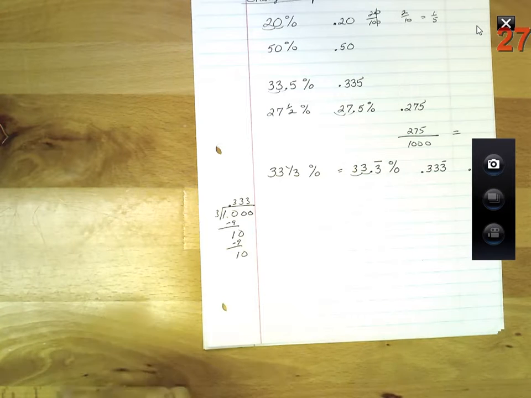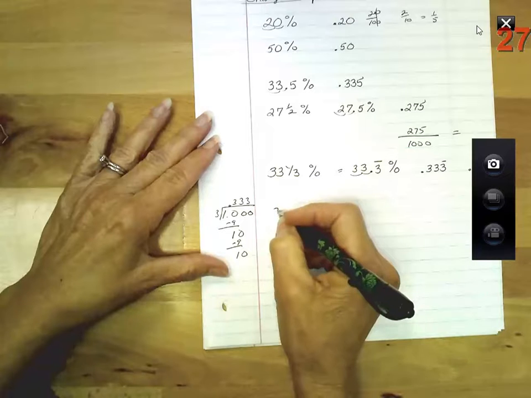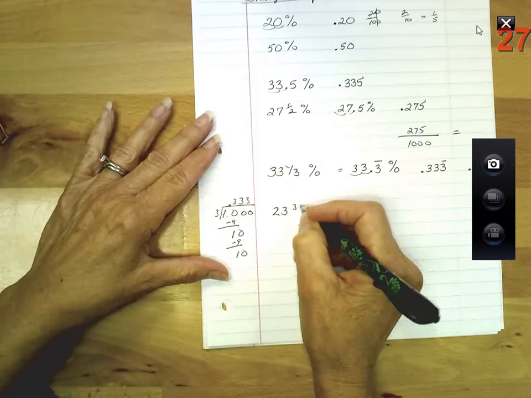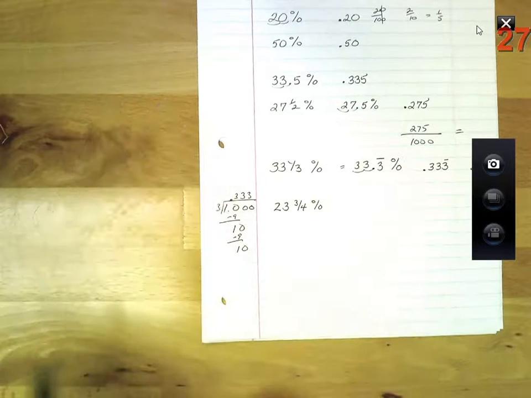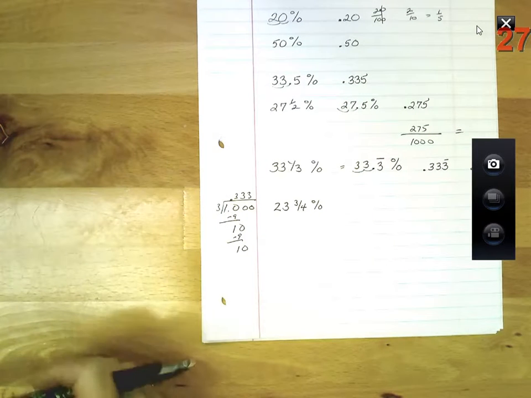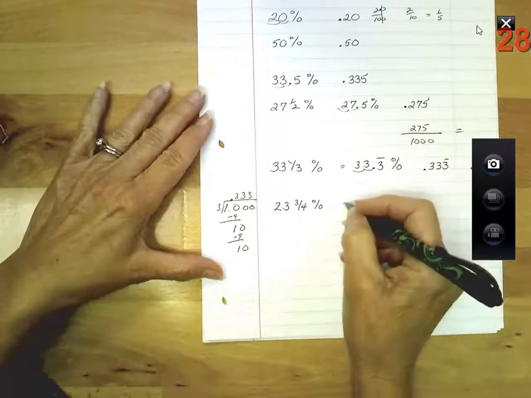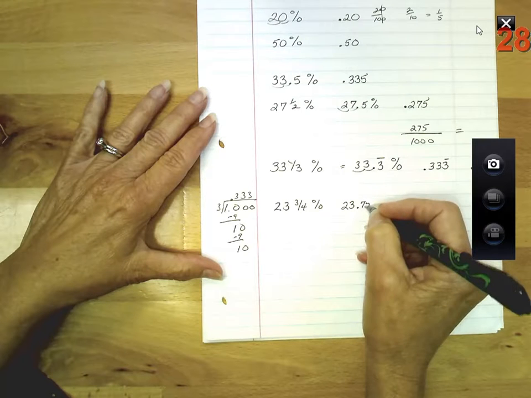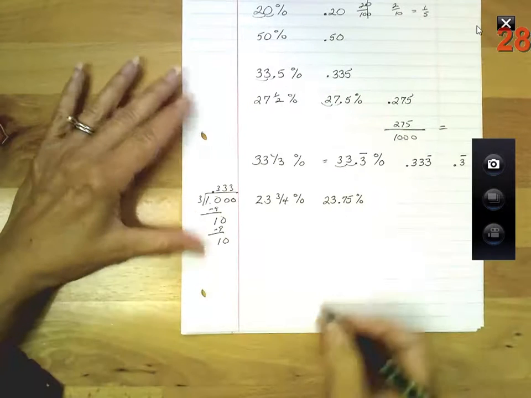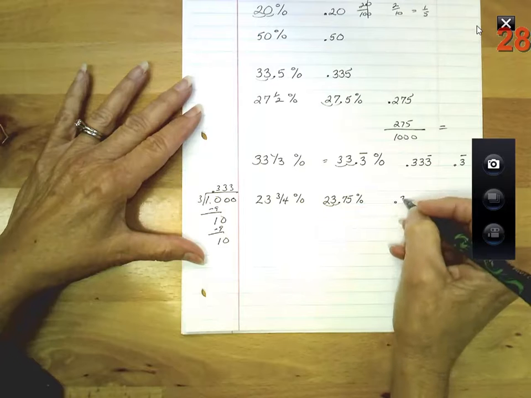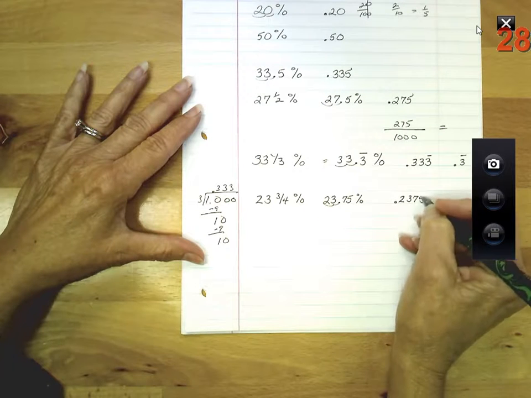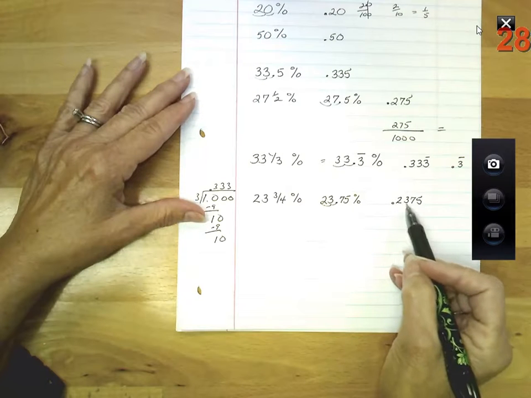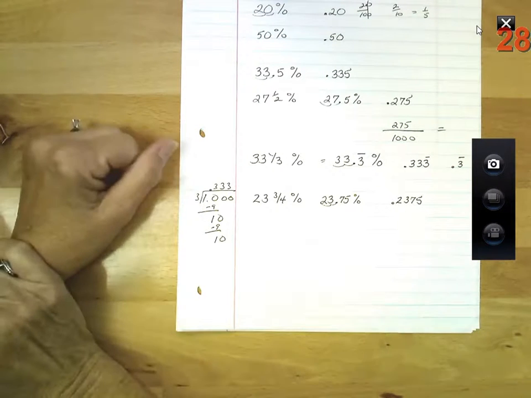Let's look at another one. You don't have to write this one down if you don't want to. Let's say it's 23 3/4%. First change that into a decimal. 3/4 is 0.75. Then move it 2 places to the left, so it's 0.2375. If I had to make a fraction out of it, that's 2,375 ten thousandths. And then you could reduce it.